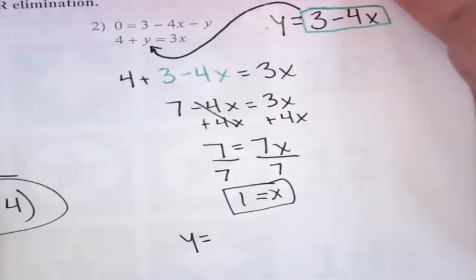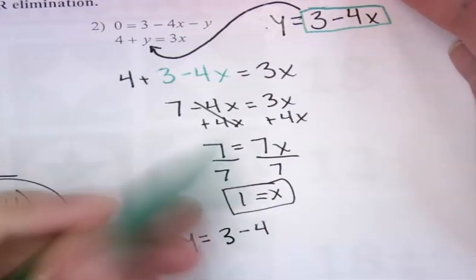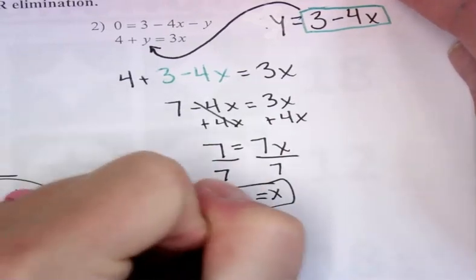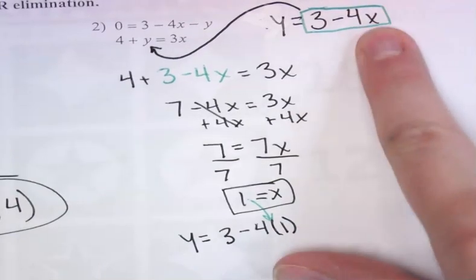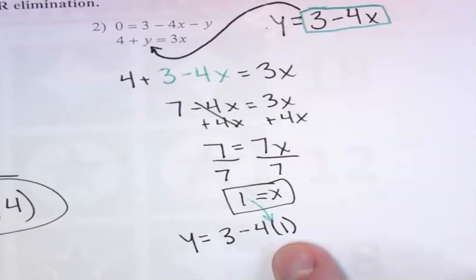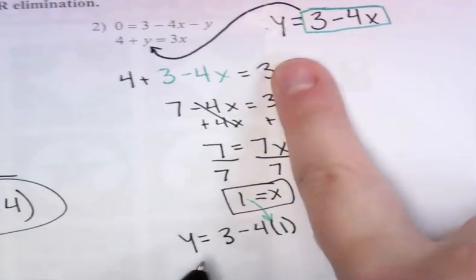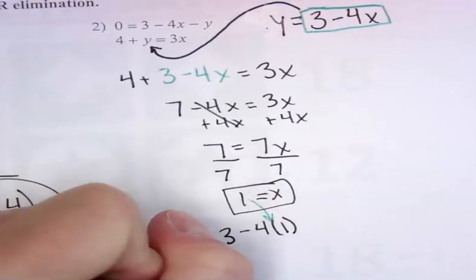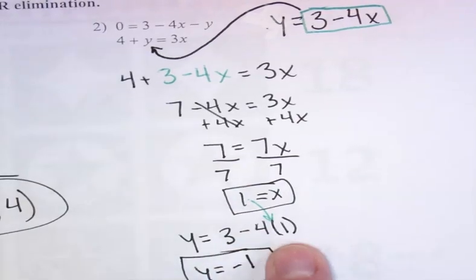Because this y equals 3 minus 4, and then we're just plugging in this 1 right here. So instead of writing x, I'm writing that 1. Okay, so I'm just taking this equation that I've already solved for and plugging that in. Y is going to equal negative 1. 3 minus 4. So we've got 1 and negative 1.